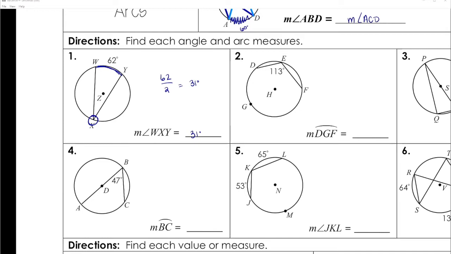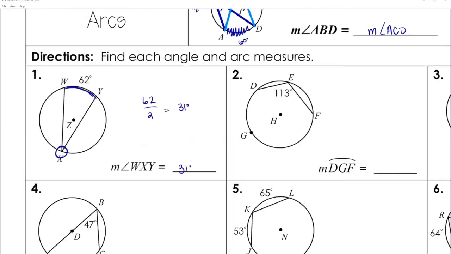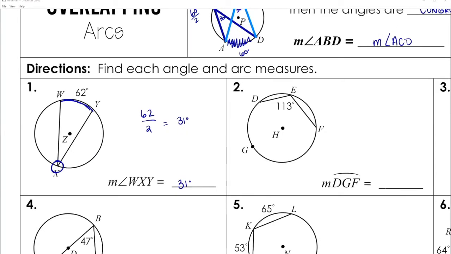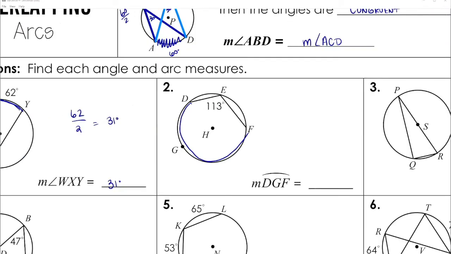Well, what happens if they turn it around on number 2, and now instead of giving us the arc, they want to start us off with that inscribed angle? Instead of dividing the angle, we're going to multiply by 2. DGF is our arc in question. So we take the angle they give us and multiply by 2. So we get 226.